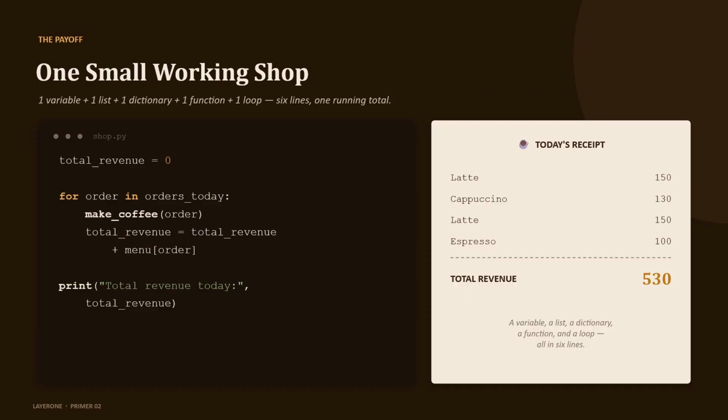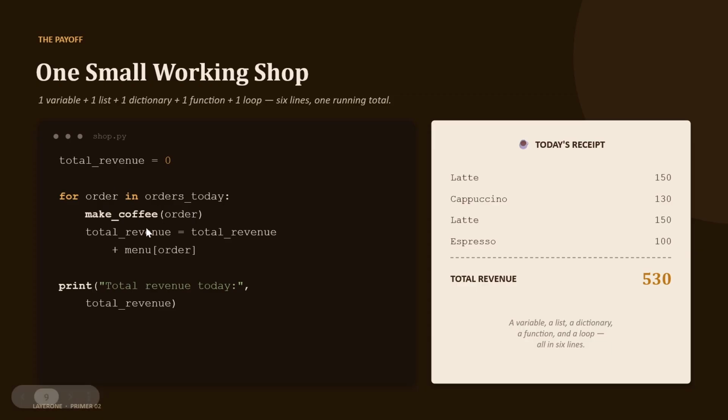Now let us combine everything and see what is our total revenue received at the end of the day. We have received 4 orders. Initially our revenue is 0. Here we are using the variables, list, dictionaries, function and loop. All things we are using. The total_revenue is 0. Now we have received 4 orders. We are picking the first order and giving it to our function make_coffee.